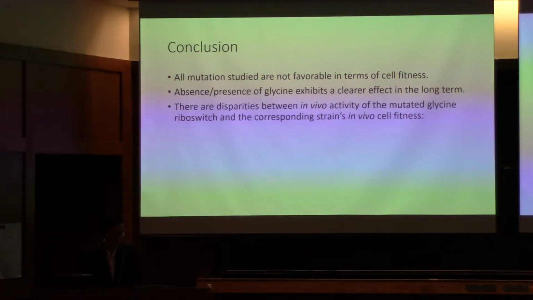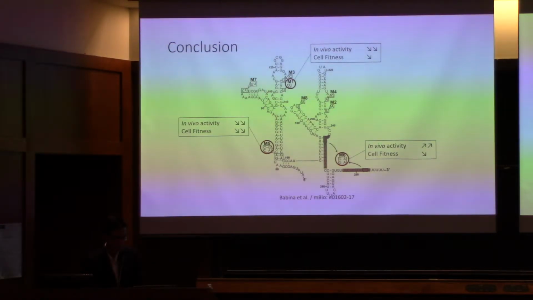So I think what I can conclude from the data that I have is that all the mutations involved in the project were not favorable in terms of cell fitness, and the effect of glycine can be seen more easily in the long term. And one more interesting thing is that the in vivo activity of the glycine riboswitch and cell fitness does not always go together. So this is a graphic summation of my data.